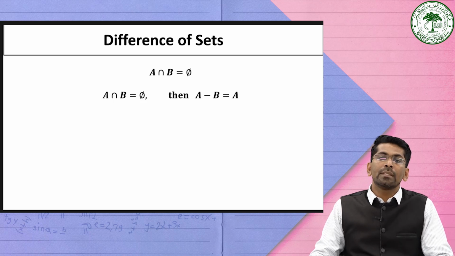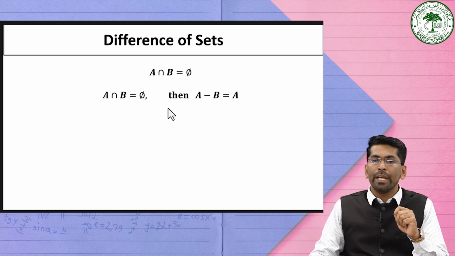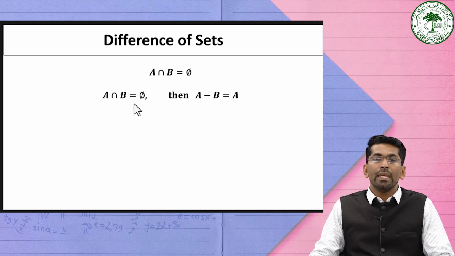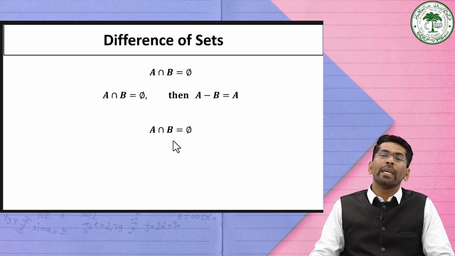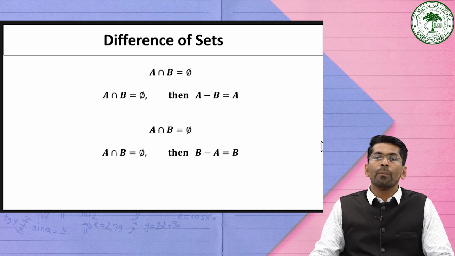Then for the set difference A minus B, we have to remove the elements of B from A, but since there are no common elements, A remains unchanged. Therefore, A minus B is equal to A if A intersection B is equal to phi. In the same way, for the set difference B minus A, if A and B have no common elements, then B minus A is equal to B.